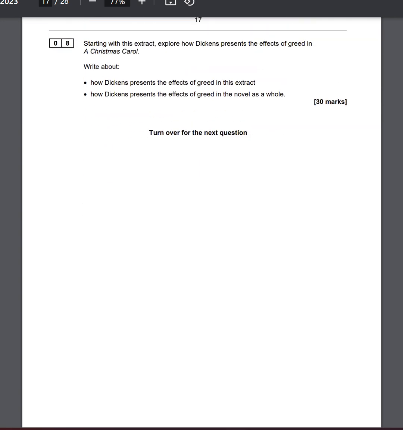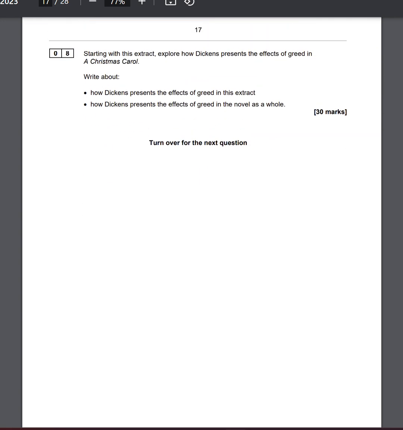And the question says, starting with this extract, explore how Dickens presents the effects of greed in A Christmas Carol. So again, we're highlighting the effects of greed. We know that that's what we're going to be looking at. Once I see that, I'm thinking, right, which characters are greedy in this novel? And we know it's Scrooge. So we're thinking about quotations that prove Scrooge's greed.